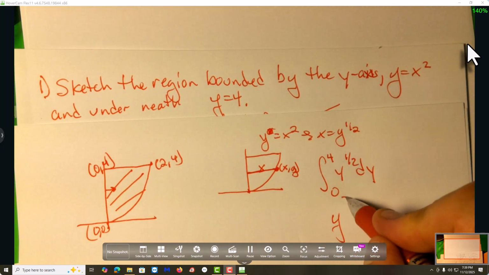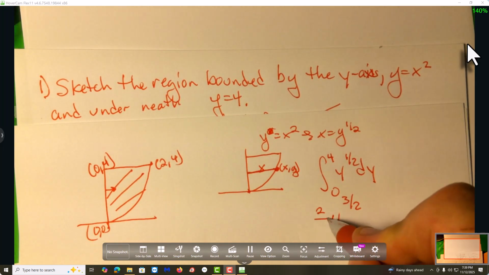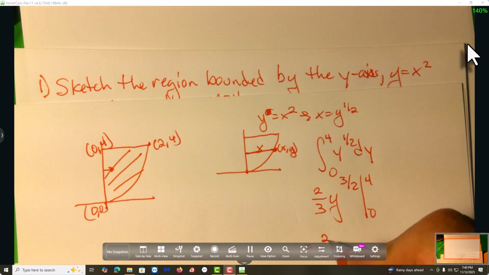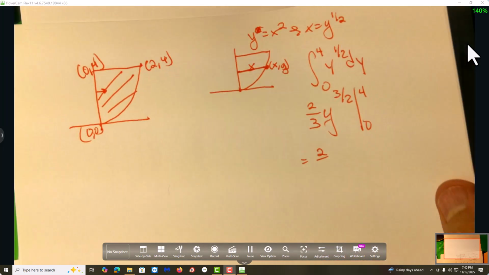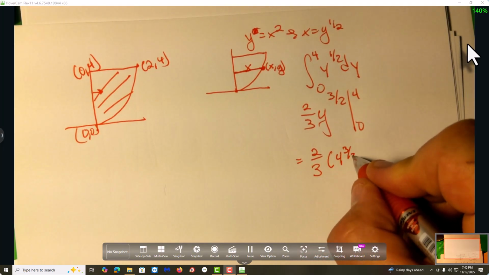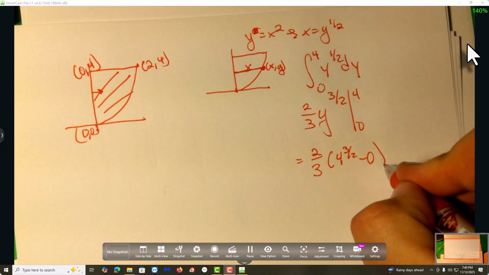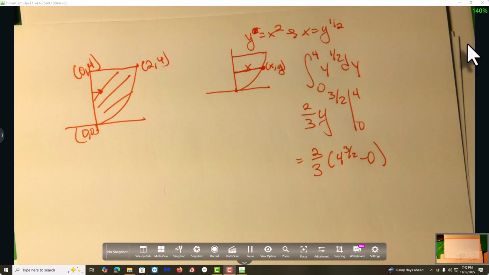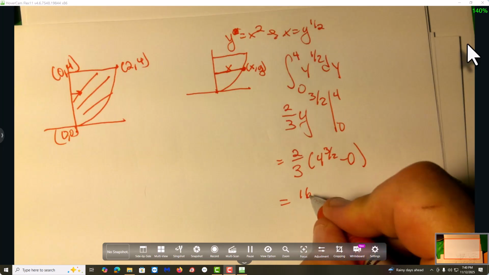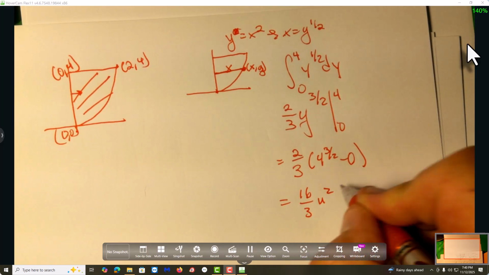Gain of power, multiplied by the reciprocal, from 0 to 4. That's 2/3. 4 to the 3 halves minus 0 to the 3 halves is 0. The square root of 4 is 2. 2 cubed is 8. 8 times 2 is 16, but don't forget the thirds, and that's square units.